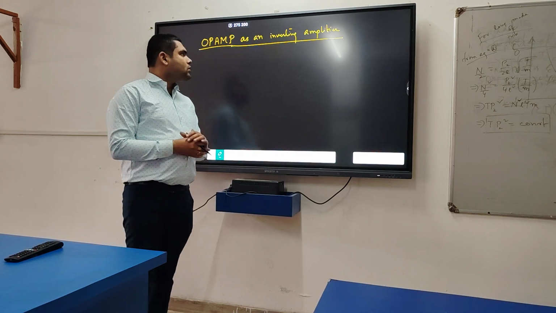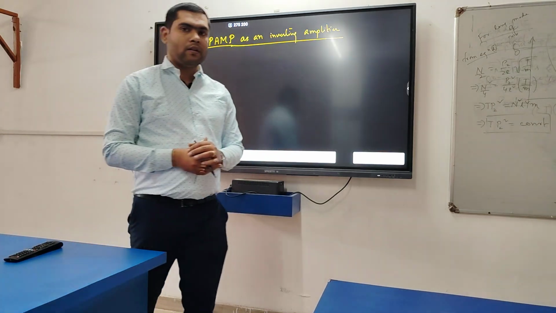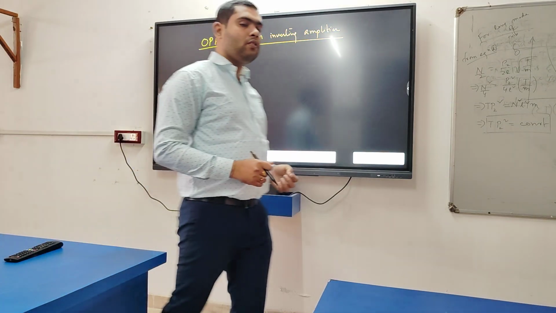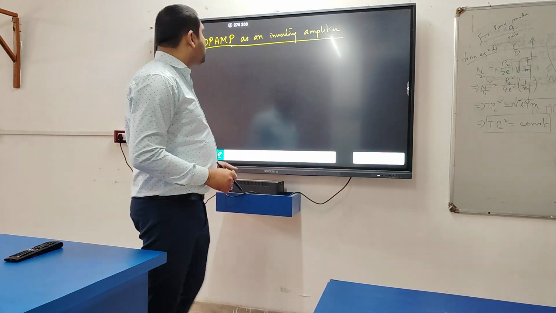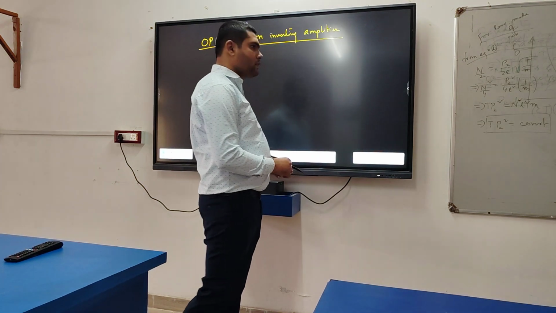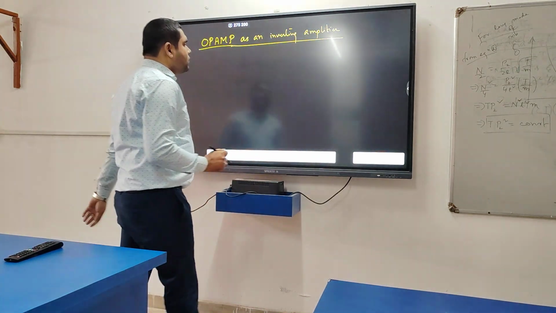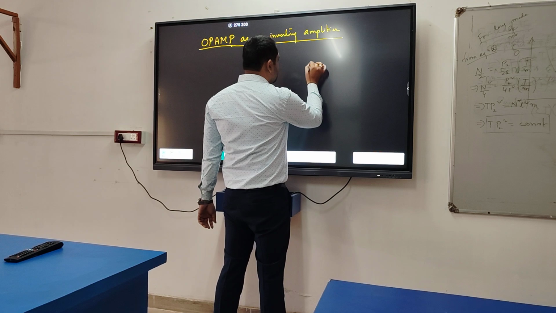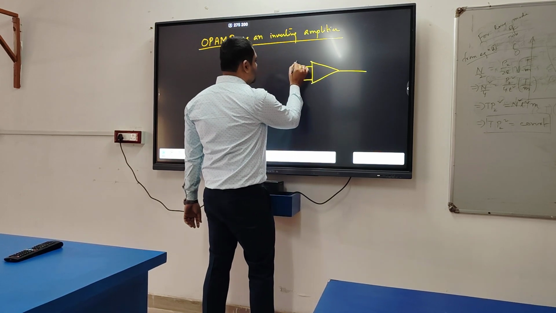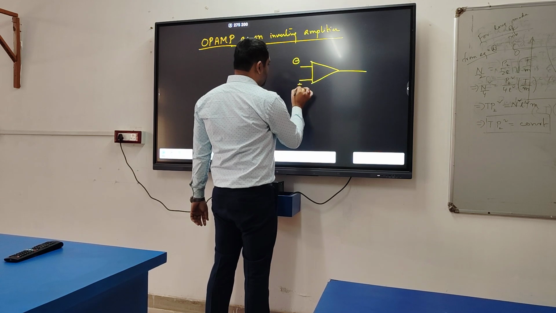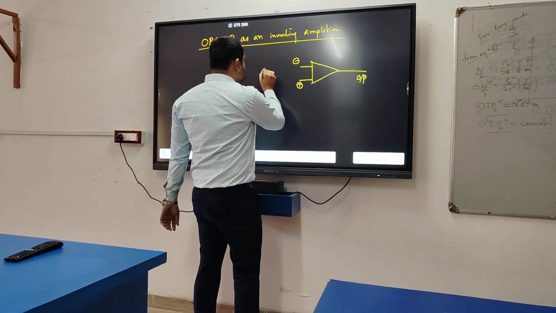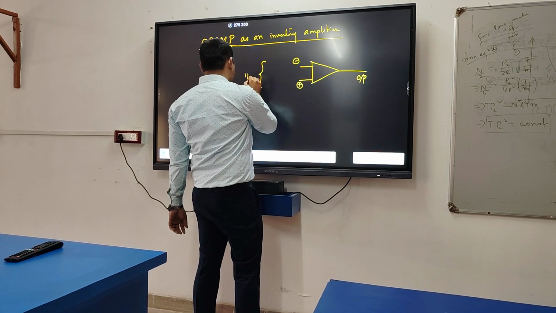Hello everyone, we are going to discuss the OPAMP as an inverting amplifier. In the last section, we learned the basics of the OPAMP and its properties. So we have the symbol of the OPAMP like this. It has one inverting terminal and one non-inverting terminal, and the output terminal. These two are the input terminals.